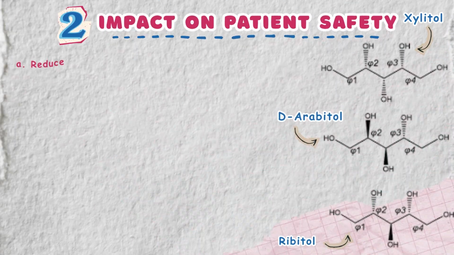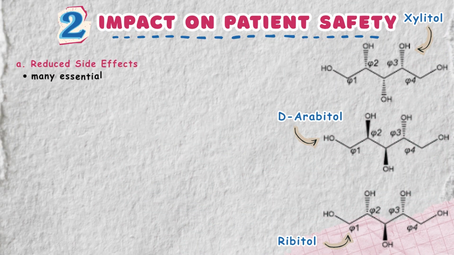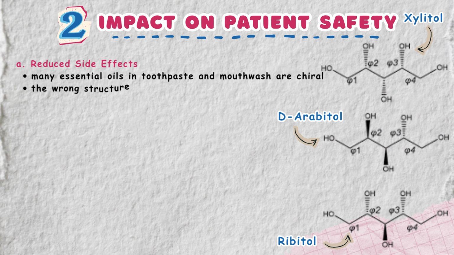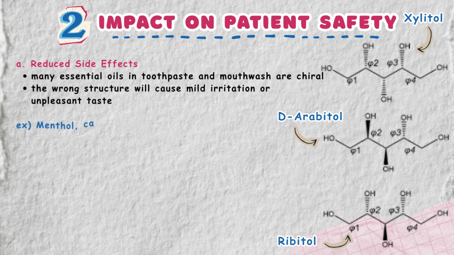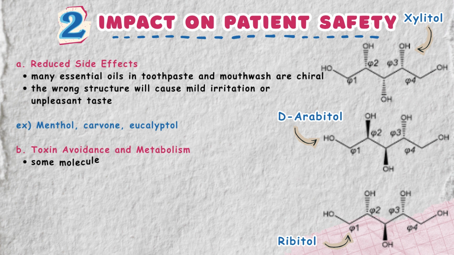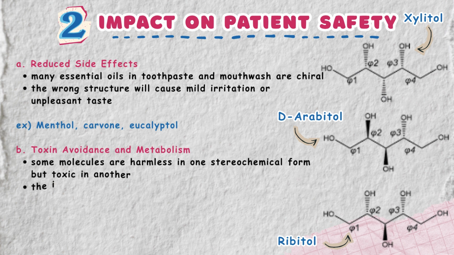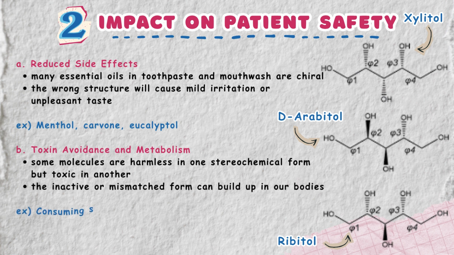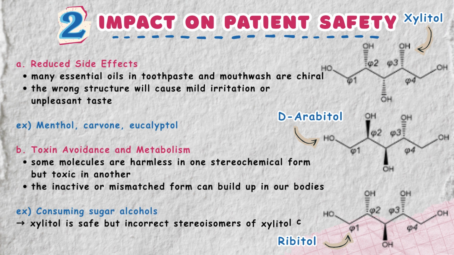Now we're going to talk about the impact on patient safety. It can reduce the side effects. Many essential oils in toothpaste and mouthwash, such as menthol, carvone, and eucalyptus, are chiral. L-menthol provides the pleasant and cooling sensation, like I said before, while D-menthol is not as strong. It can also cause some irritation. Also, sugar alcohols like xylitol are well tolerated, but some stereoisomers or high doses of it can cause gastrointestinal upset, highlighting the importance of using the correct form.